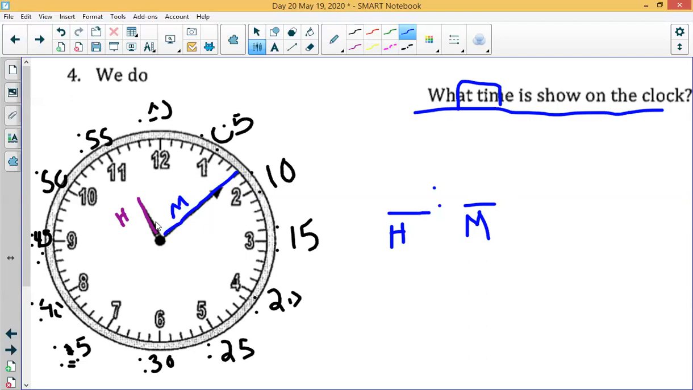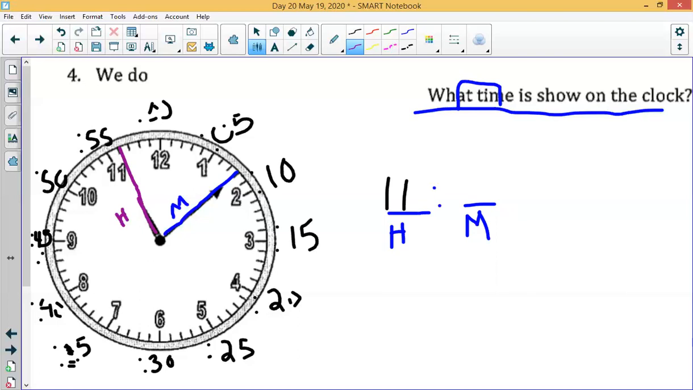And now let's go to your hour hand. Notice that your hour hand is in between 11 and 12. So look, it's between 11 and 12. But again, it is not on the 12, so therefore our hour is going to be what? You do. You're right. It's going to be 11. Now let's go to our minute.